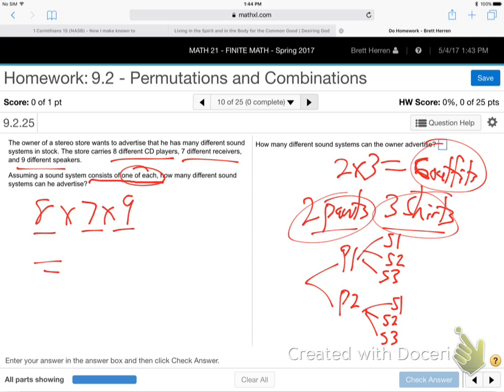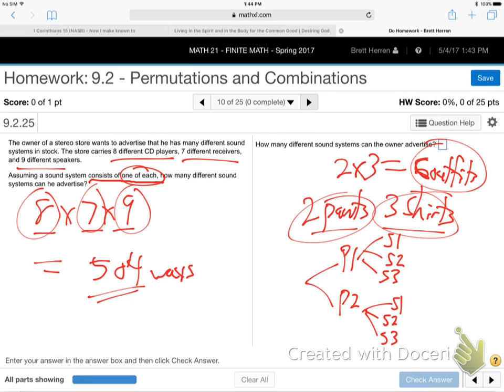You have 8 choices for the CD, 7 choices for the receiver, and 9 choices for the speaker that are available. So there's a lot of different options for how to put together the sound system. You just multiply those together. Somebody have that number? 504? Thank you. 504 ways to put the sound system together. Does that make sense? Just multiply them. So when you have options and options and options, you just multiply them together.